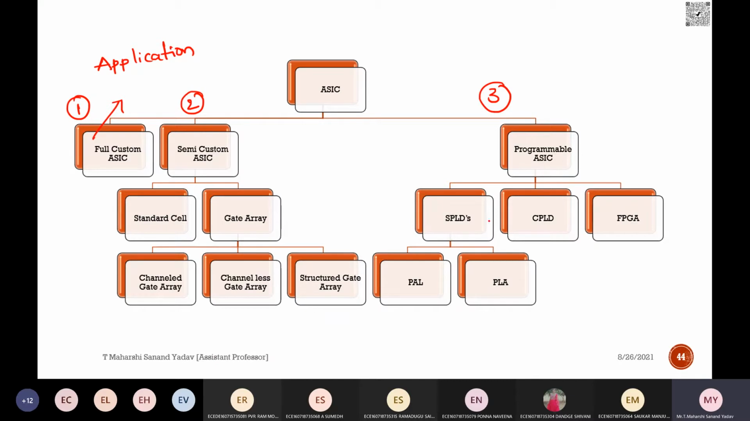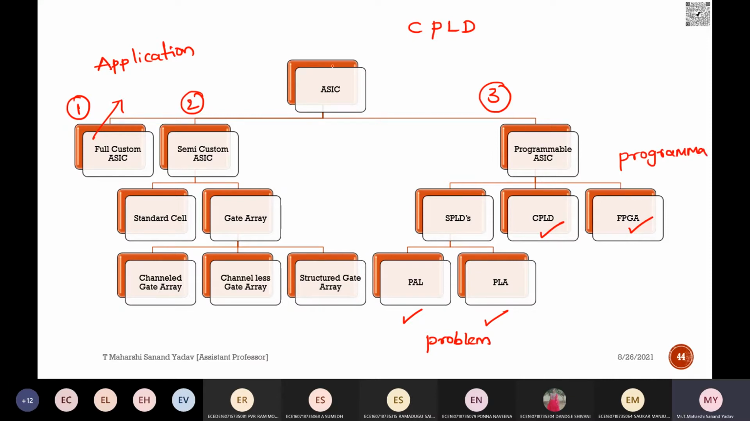Coming to programmable ASICs, SPLDs we have already covered: programmable array logic and programmable logic array, a problem you can expect from this question. Next, CPLD is one theory. The next one is FPGA, field programmable gate array. What is the CPLD full form? Complex programmable logic device. FPGA means field programmable gate array. So here this is nothing but programmable.